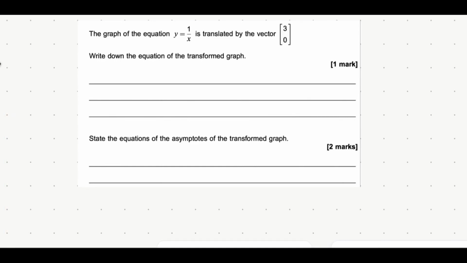In this question, we're going to have a look at transforming graphs. So just to start with, I'm going to call y f of x in this case, and I'll show you why that helps later on. So f of x equals 1 over x for this question.